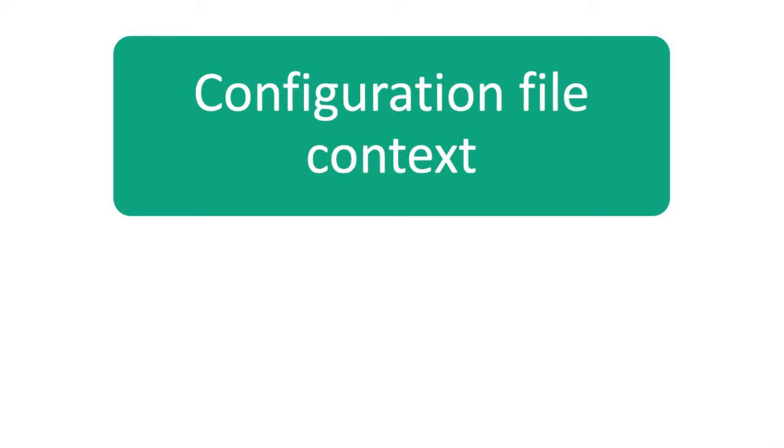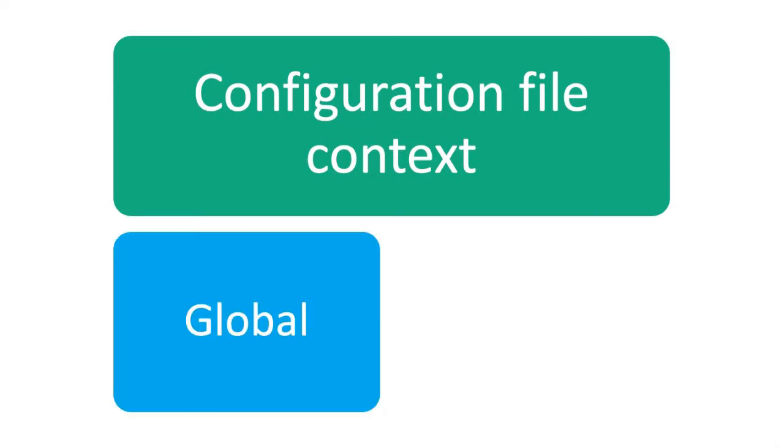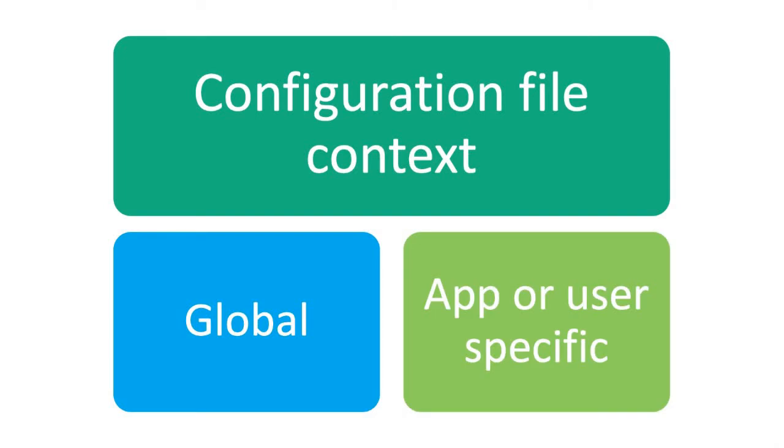If you can see here, the configuration file context, for example, indexing takes place in the global context. This is one of the phases where the configuration files exist. Now the app or user specific content may exist with specific knowledge objects that are available to any specific app or the users.